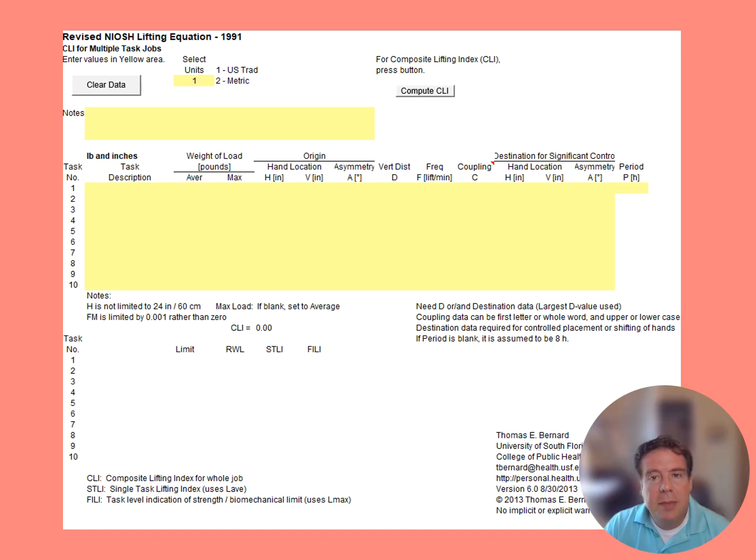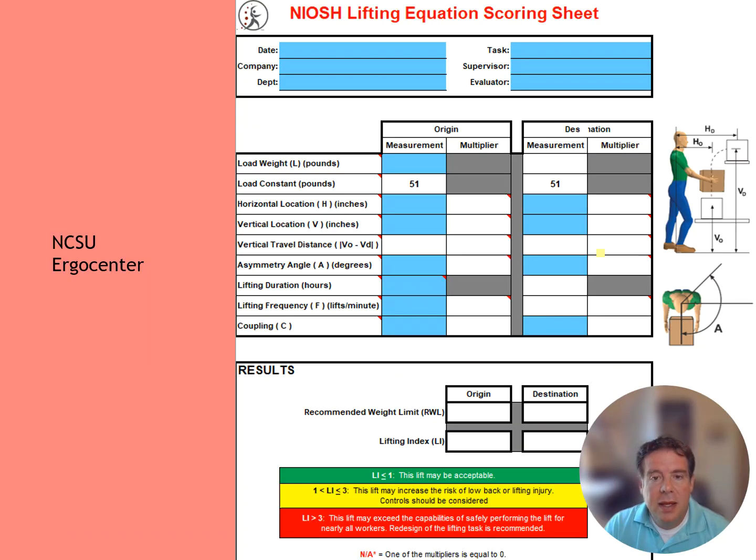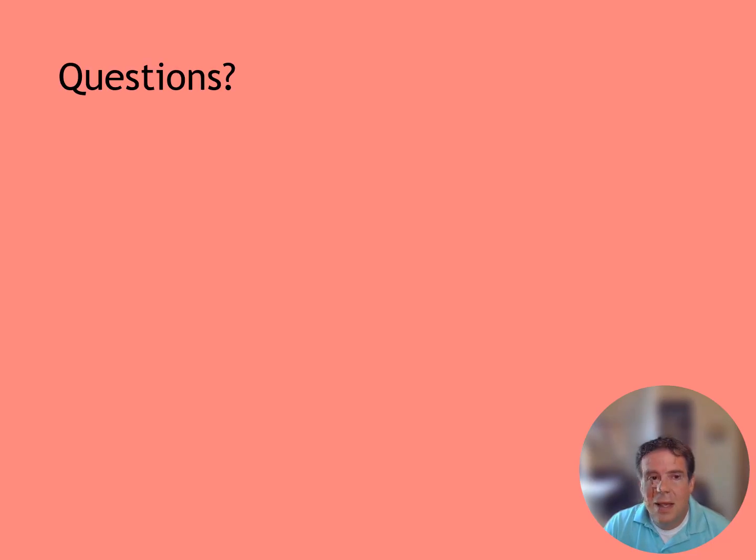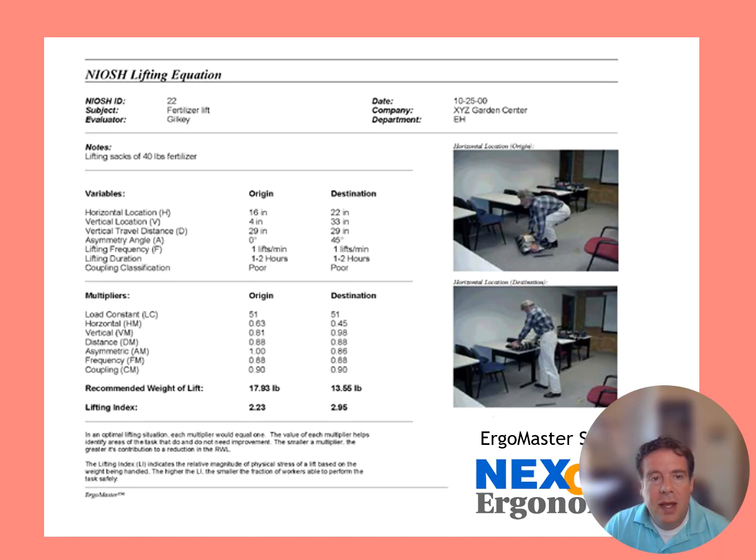This is an example from Dr. Bernard in Florida, where you could put multiple origins and destinations on here to give you your recommended weight limit and lifting index. And then we did the example with North Carolina. I like theirs because it's very color coordinated. And please send me questions. I look forward to what you have.